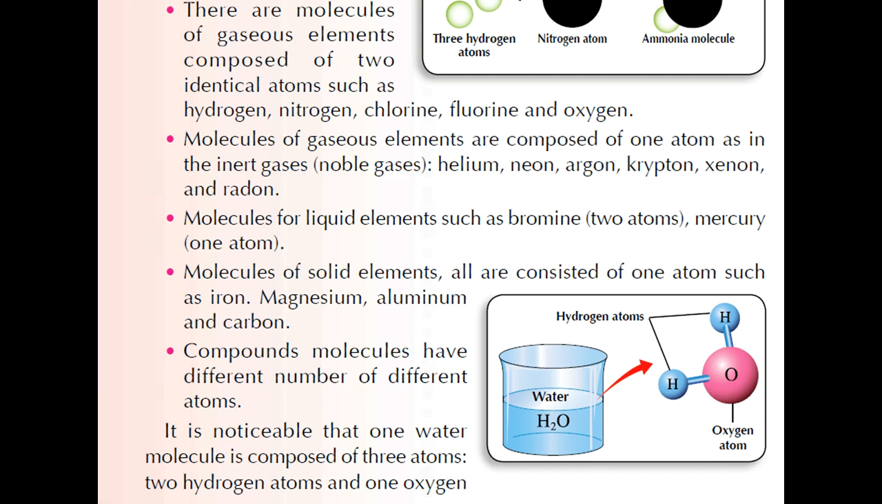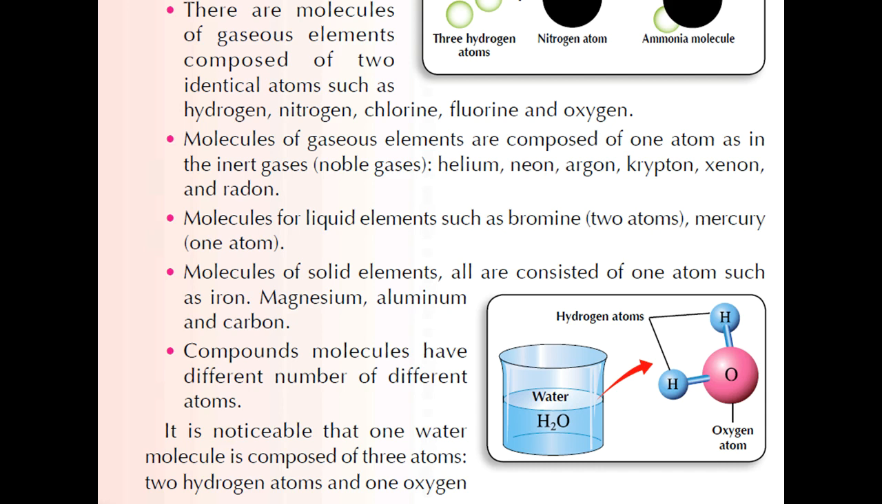Molecules for liquid elements such as bromine 2 atoms, mercury 1 atom. Molecules of liquid elements، جزيئات العناصر السائلة such as bromine تتكون من إيه؟ من ذرتين، 2 atoms. الميركوري 1 atom. يعني إيه؟ يعني عايز أقول لك إن جزيئات العناصر السائلة من الممكن أن تتكون من 2 atoms or 1 atom.